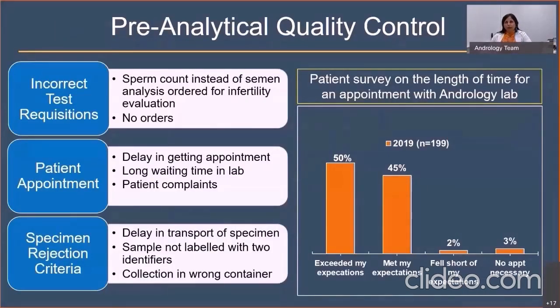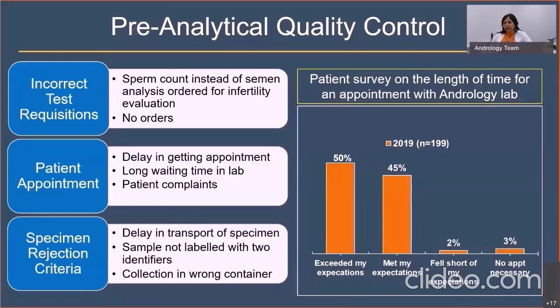So what are the pre-analytical indicators or benchmarks for quality control? On the left side, I provided examples of some of the indicators, looking at incorrect test requisitions. The physician has ordered a sperm count instead of semen analysis for infertility evaluation. This is an incorrect test because it will not provide the complete evaluation that is necessary for infertility evaluation, or there are no orders, or the physician did not add a diagnosis code.